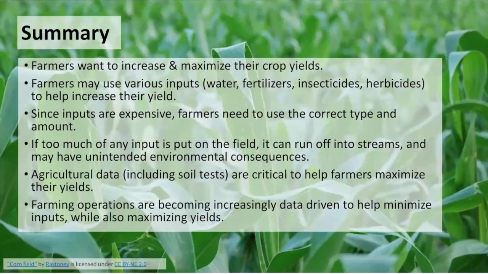Okay. We talked a lot here about how we can increase the yields by increasing the amount of fertilizer or decreasing certain inputs. You put too much of any one, it will run into the streams.